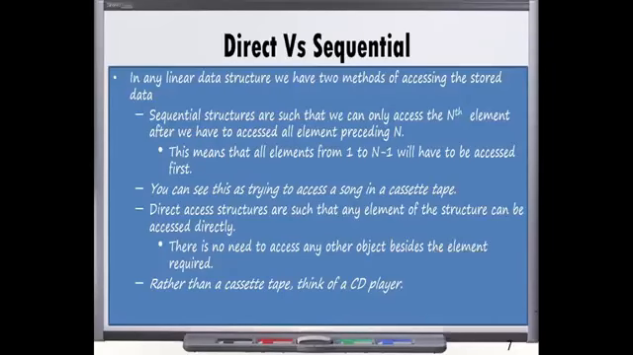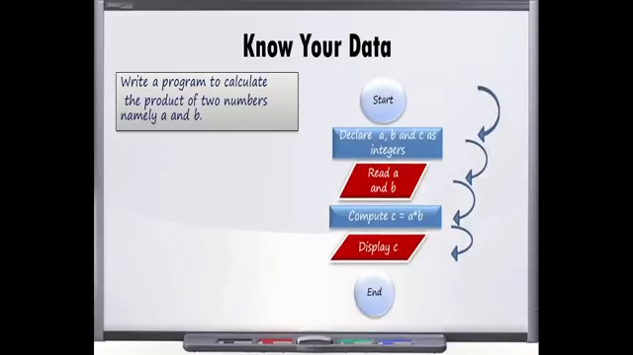Now coming to the next topic, which is knowing your data. To understand this topic, we'll start with writing a program to calculate the product of two numbers, namely A and B. If you have to write a program to calculate the product of two numbers, you first have to write the algorithm. You can write the algorithm two ways: either you draw the flowchart or you write it in pseudocode. So I've drawn the flowchart.